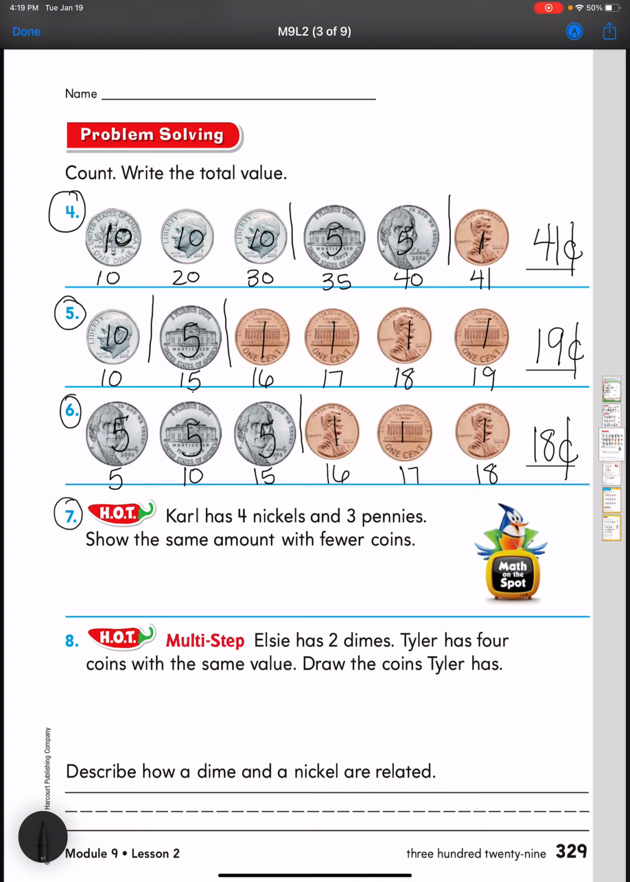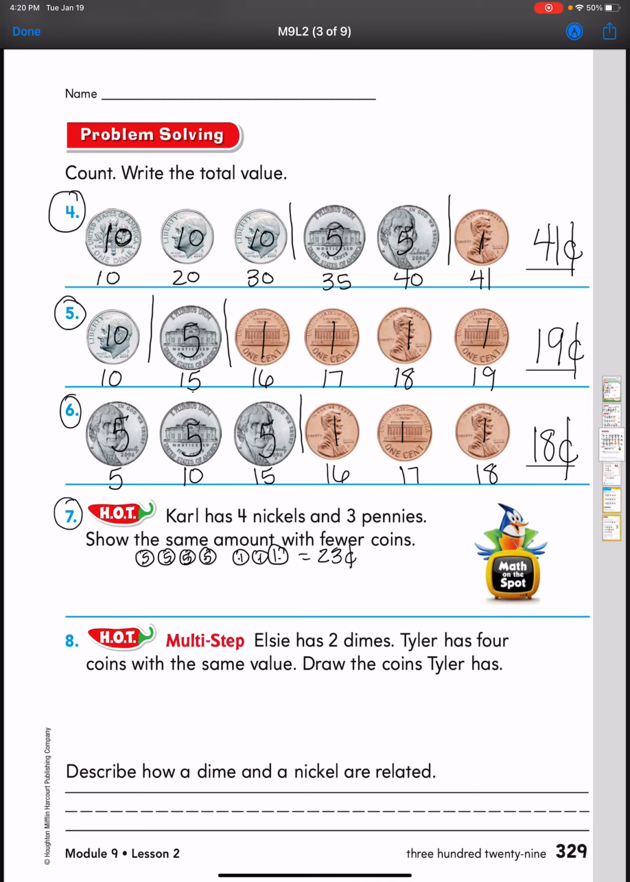Number 7. Carl has 4 nickels and 3 pennies. Show the amount with fewer coins. All right. So what is 4 nickels and 3 pennies? I'm going to draw what he's got. This is 5. I'm going to draw my 4 nickels. Nickels are worth 5. And I'm going to draw my 3 pennies. Pennies are worth 1. So what do I have? I have 5, 10, 15, 20, 21, 22, 23. He has 23 cents.